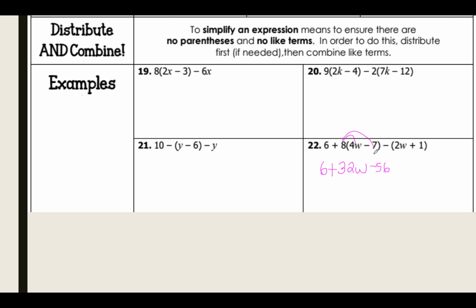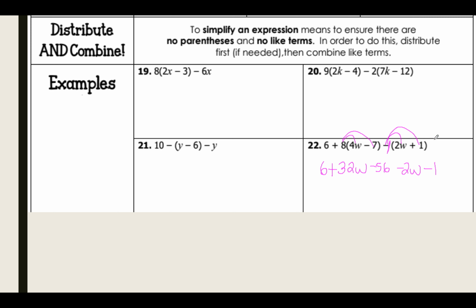Okay, so that distributing's done. Now we're going to move on to the second set of parentheses. This has an imaginary negative 1 in front of it. So remember, we can put a 1 multiplied by anything. This is going to have an imaginary negative 1 in front of it, which is going to distribute. Negative 1 times 2w is going to be negative 2w. Negative 1 times positive 1 is going to be negative 1.